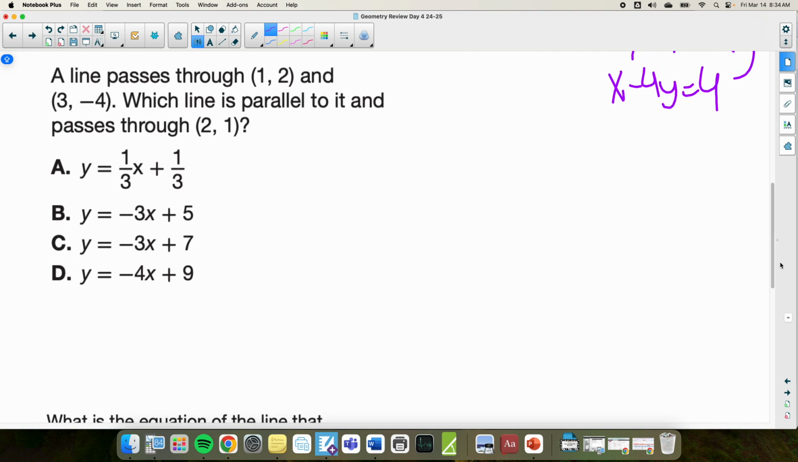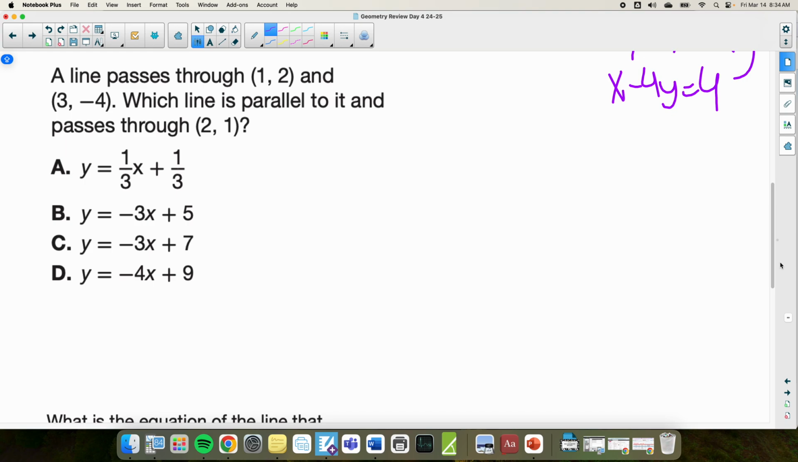Alright. A line passes through 1, 2, and 3, -4. Which line is parallel to it and passes through 2, 1? So now we aren't given the slope here. So now we need to find the slope. Does anybody remember the slope equation that was shown up here a while ago?